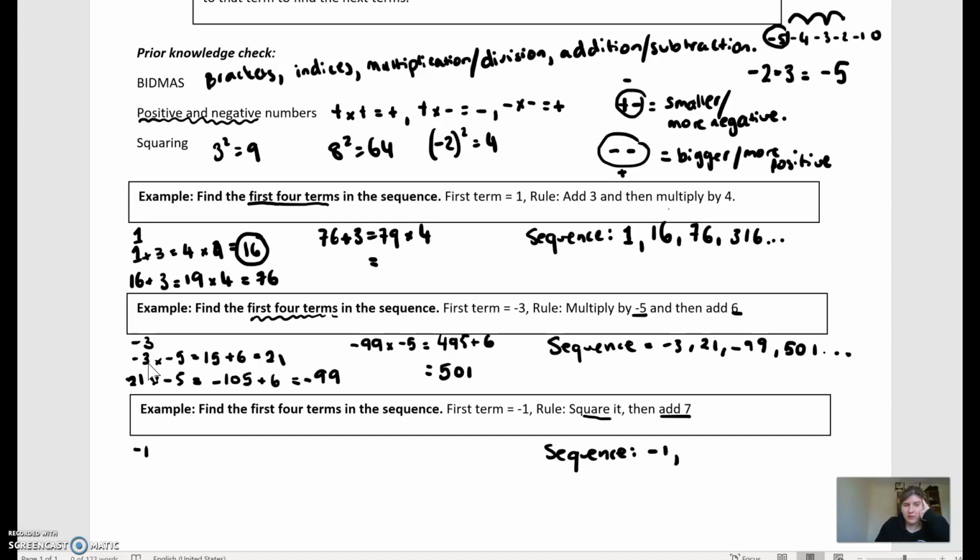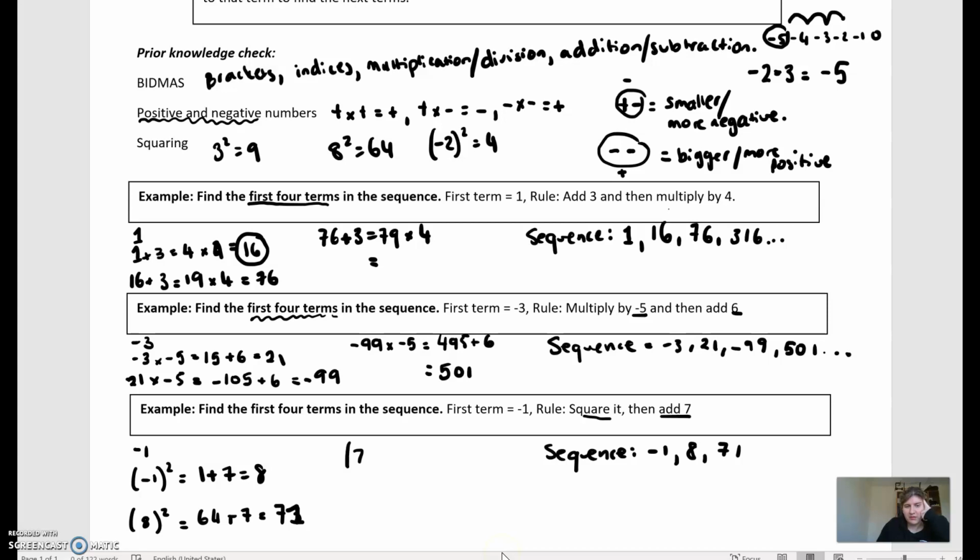Now squaring -1, so -1 squared is +1, plus 7 gives us 8. So the next term in the sequence is 8. We then have 8 squared, which is 64, plus 7 gives us 71. Okay, so the next term in the sequence is 71.